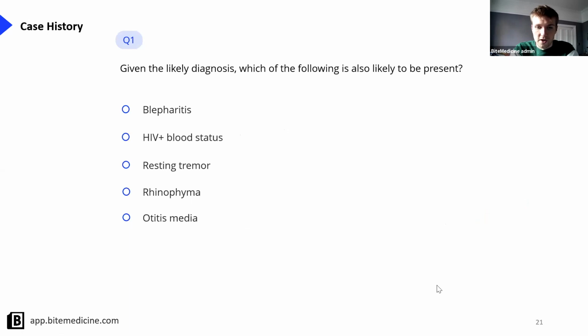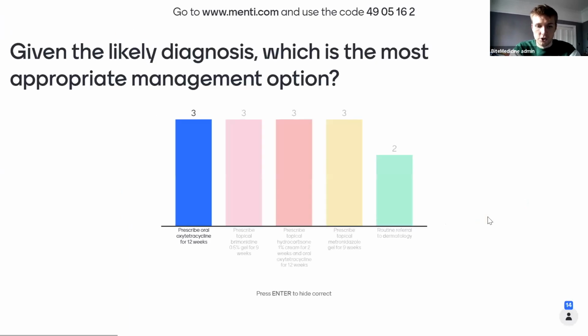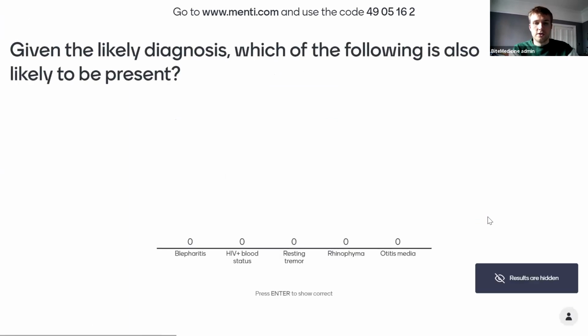So we've got another two-step question. We like to push. The two-step question is, given the likely diagnosis, which of the following is also likely to be present? The options are blepharitis, HIV-positive blood status, resting tremor, rhinophyma, and otitis media. Given the likely diagnosis, which of the following is also likely to be present?